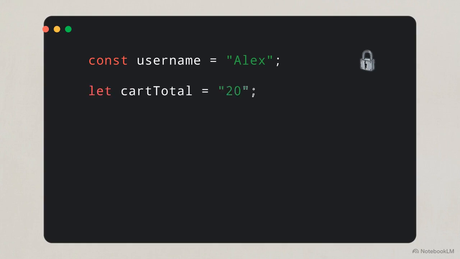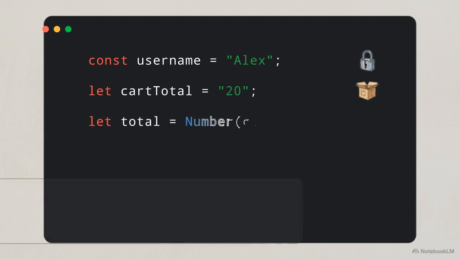We can synthesize everything we've covered into one clean, bug-free script. This diagram shows our capstone code. We establish our immutable username Alex as a const. We declare our mutable cart total as a let, initialized with the string 20. Then we apply explicit number casting before adding 10 to our cart, arriving at an accurate total of 30.